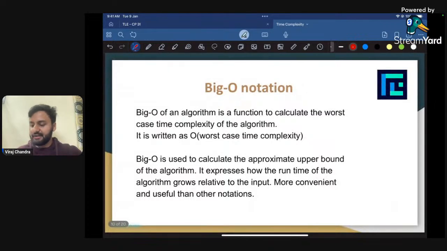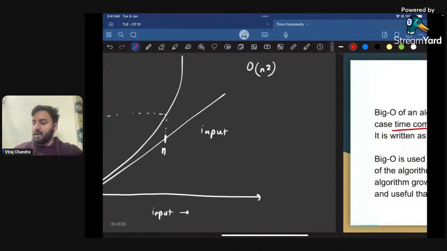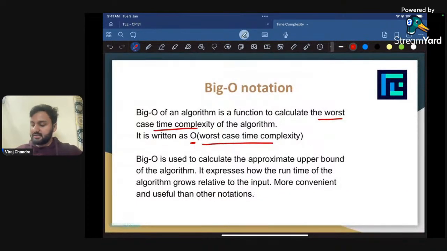So again, we covered everything in this part. Big O notation of an algorithm is a function to calculate the worst case time complexity of an algorithm. It is written as big O of whatever the worst case time complexity is. It is used to calculate the approximate upper bound, which is what we commented on over here also. Upper bound is an English term; upper bound means the most, the highest boundary. It's used to calculate the approximate upper bound of the algorithm.